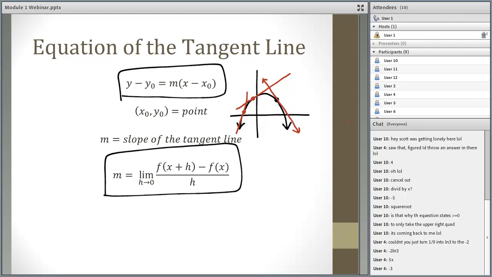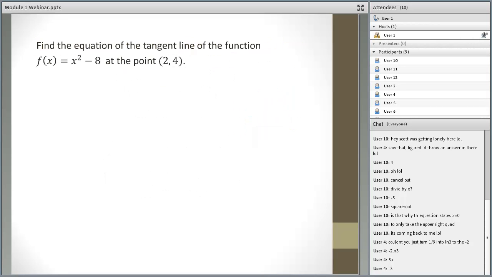So the limit as h approaches 0. We'll talk about that in just a minute, what exactly that means. And limits, again, are something that we'll also work with quite a bit in the coming weeks. So let's go to an example. This is the easiest way to make sense of this limit. I want us to find the equation of the tangent line of the function x squared minus 8 at the point 2, 4.